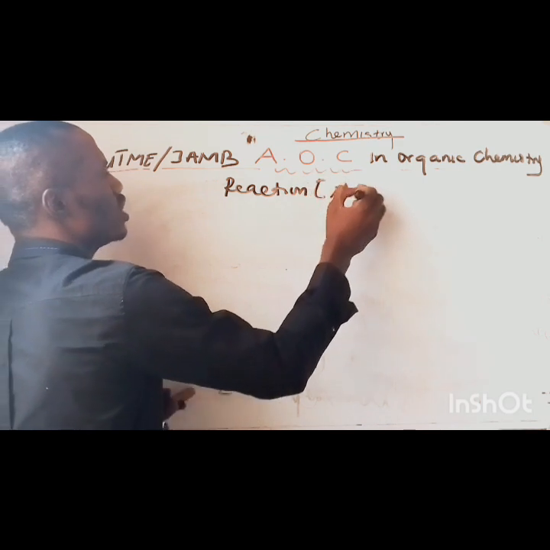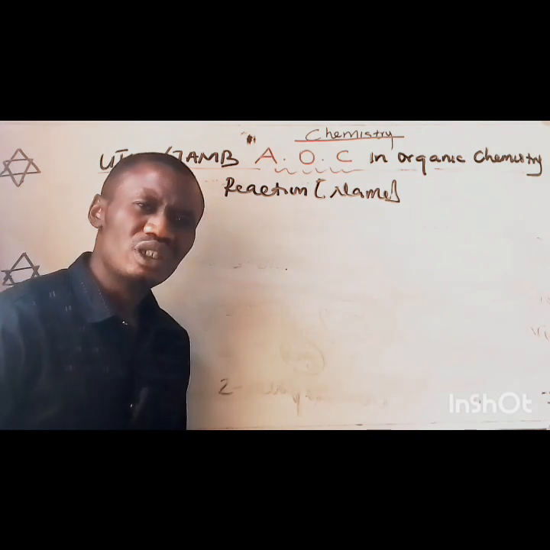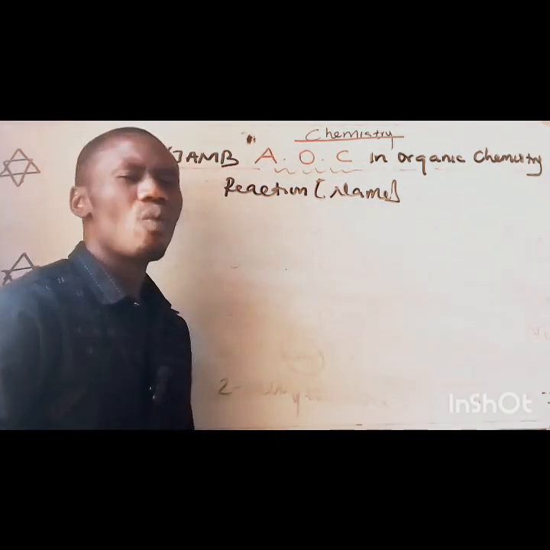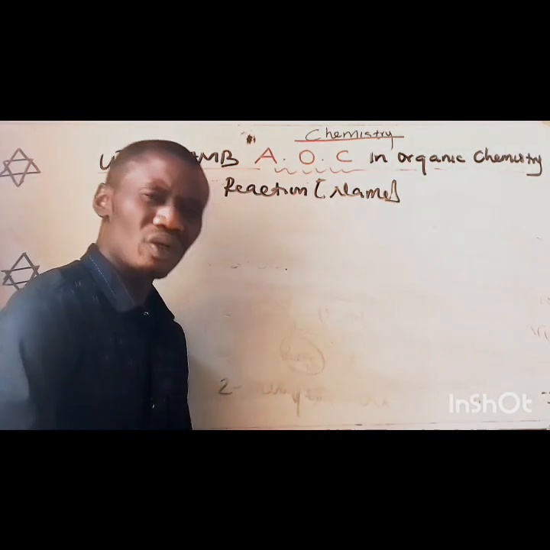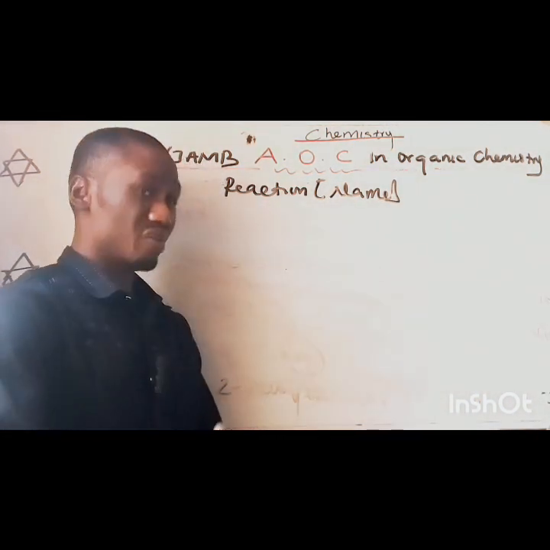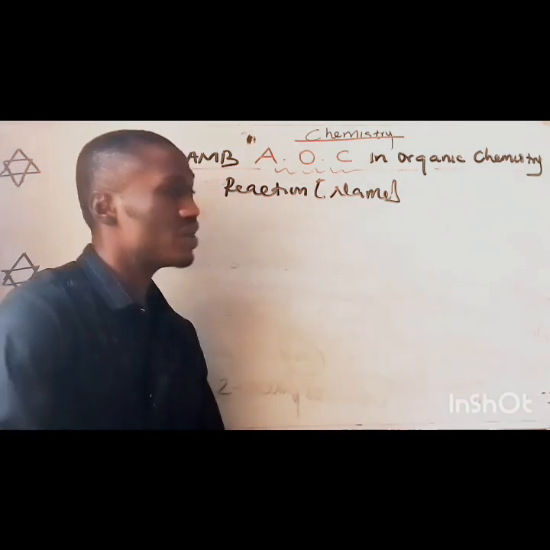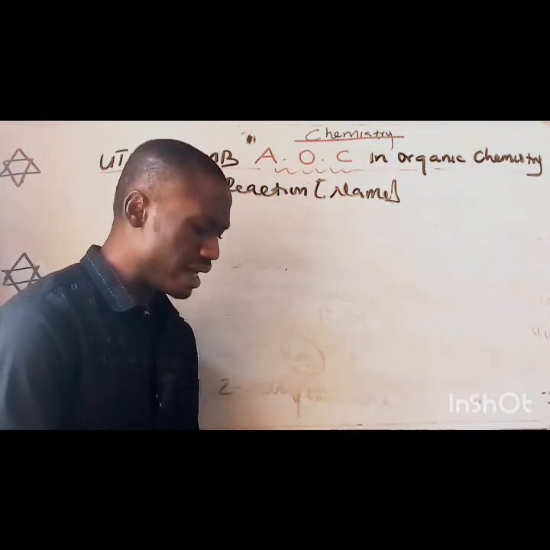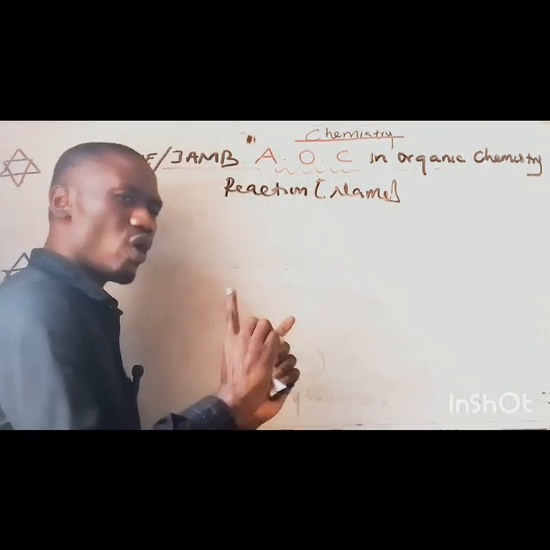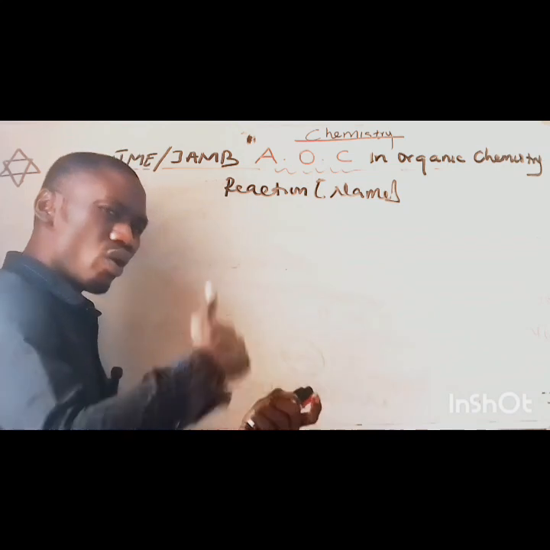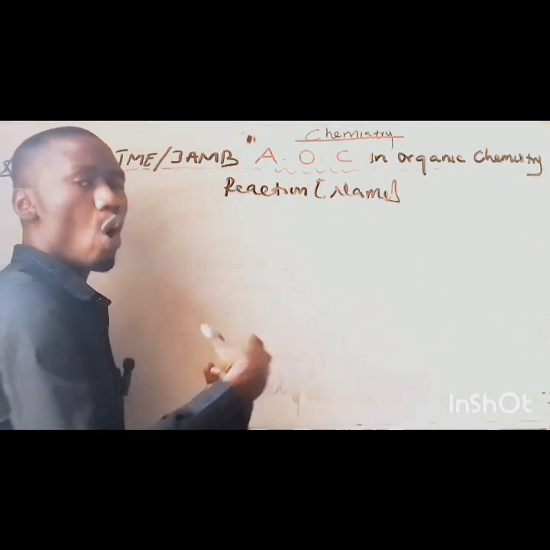Now, first of all, you need to know the names of these reactions. We have dehalogenation reaction. We have a decarboxylation reaction. We have oxidation reaction. We have reduction reaction. We have esterification reaction. We have a fermentation reaction. We have a lot of reactions in organic chemistry. So when you are studying your organic chemistry, take note of first the reactant, second the product, thirdly the reagent, and fourthly the name of the reaction.